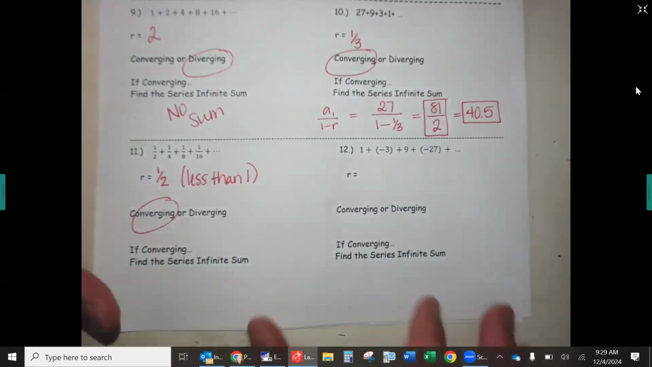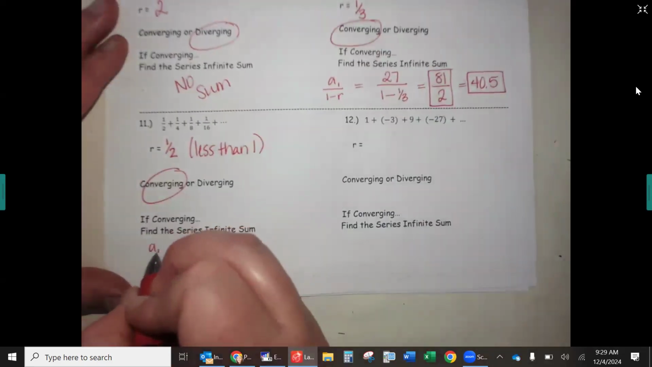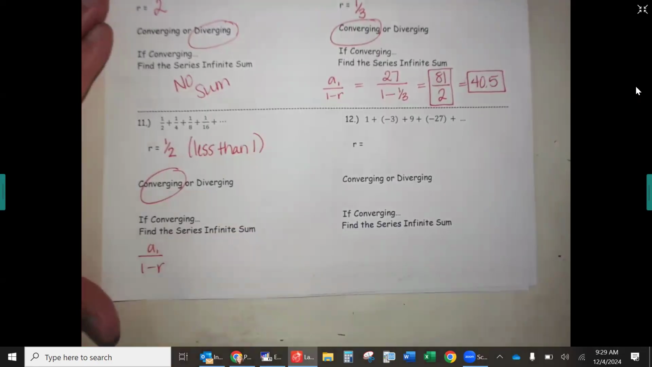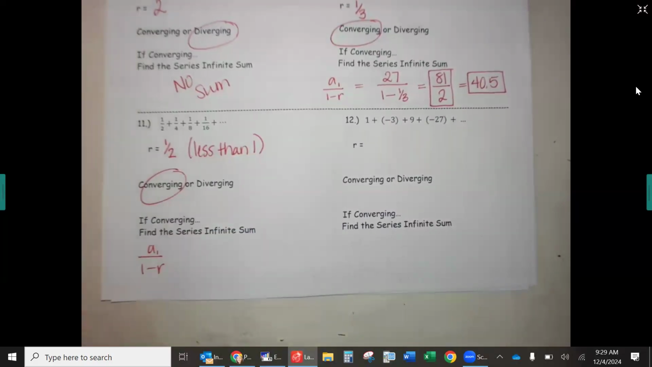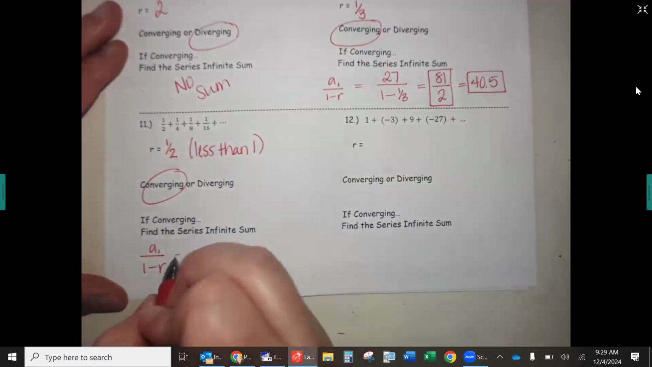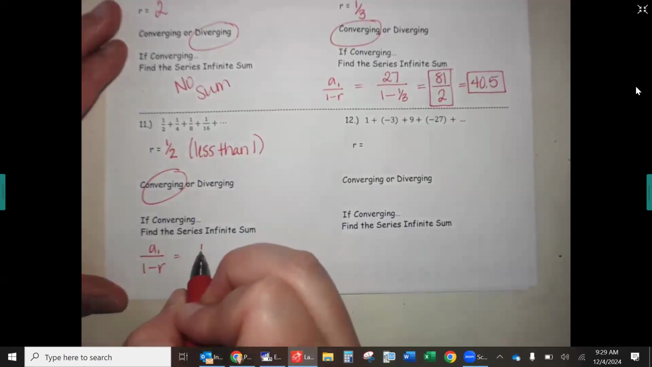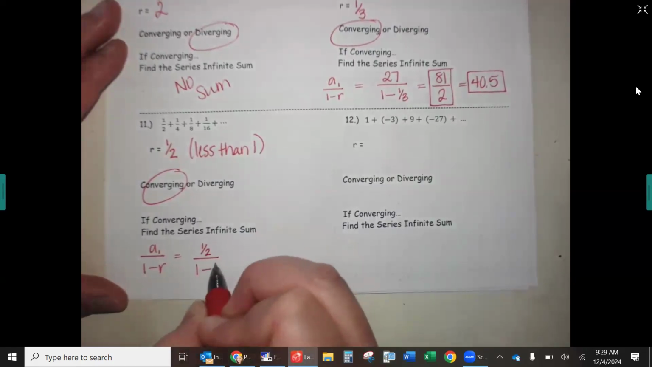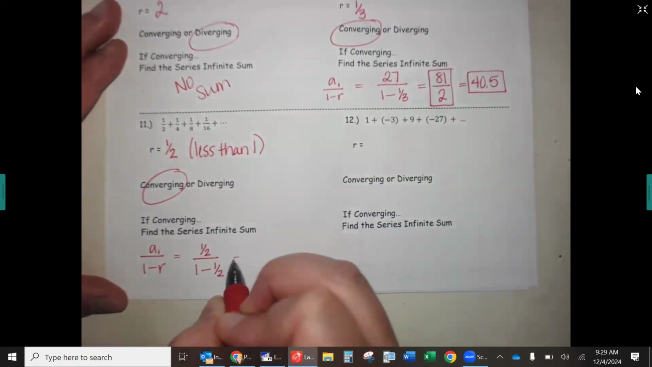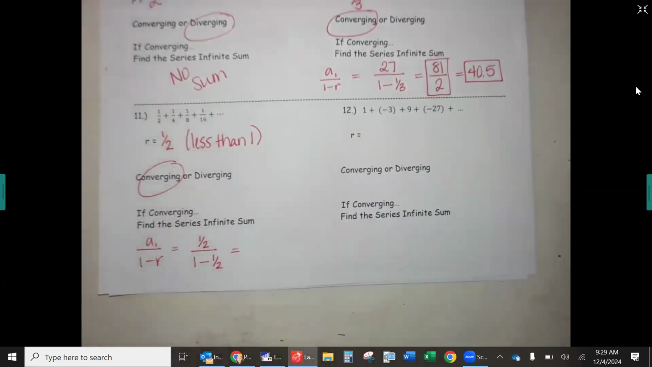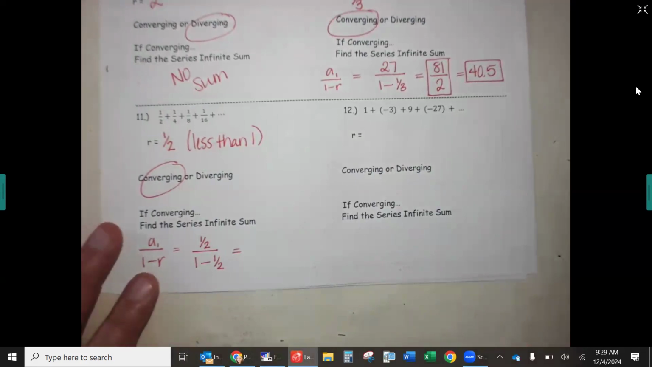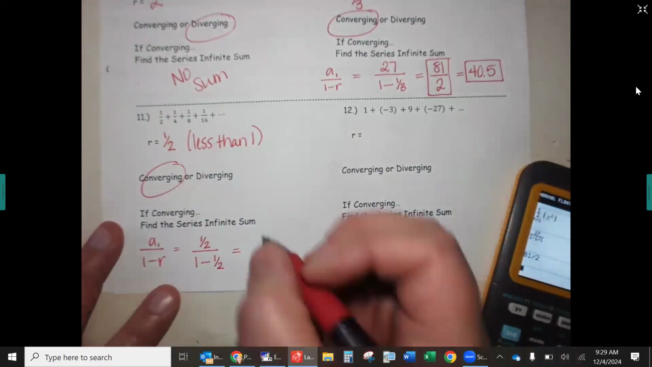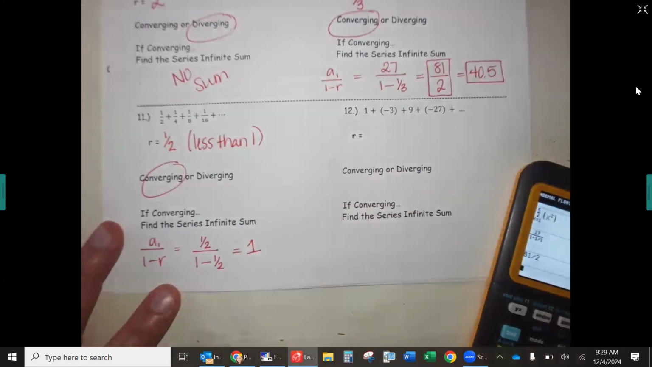So follow your formula. It's A1 over 1 minus R. In this case, what's my A1? The first term is a half over 1 minus, my R is also a half. And then what do we get for that? 1 is correct.